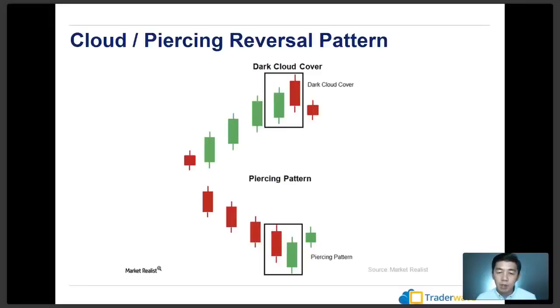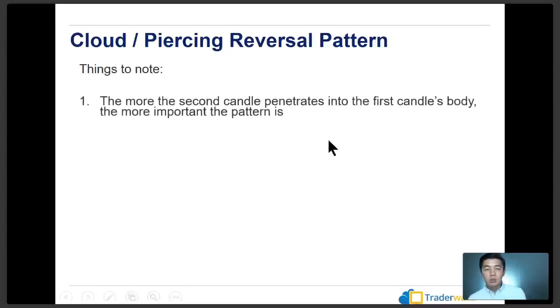But in this case, there wasn't a confirmation. These 2 candles by themselves are a dark cloud cover, except that it doesn't have a confirmation. So, things to know about the cloud or piercing reversal pattern: the more the second candle penetrates into the first candle's body, the more important the pattern is. In fact, if the second day's candle moves so much that it might even engulf the entire first day candle, then a piercing line or a dark cloud cover reversal pattern becomes an engulfing pattern, which means that it is very, very important and significant.